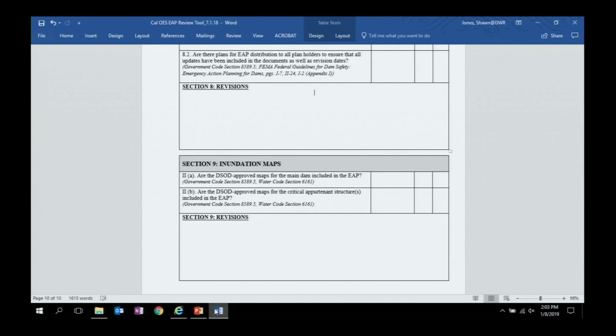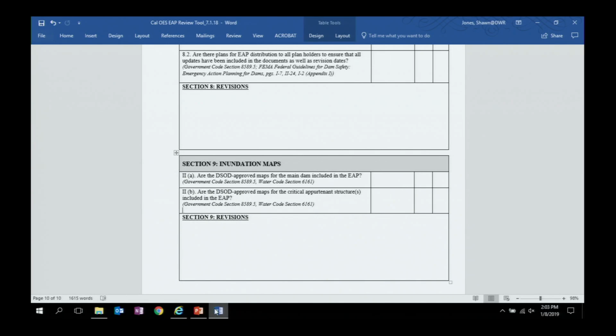Who's going to be updating your EAP and revising it, and how often? And the distribution. Make sure on the distribution as well that all plan holders that this goes to are also the same ones that are on your flow charts. So you want to identify who's on your flow charts, who you're contacting, and make sure this EAP is being distributed to every one of those as well.